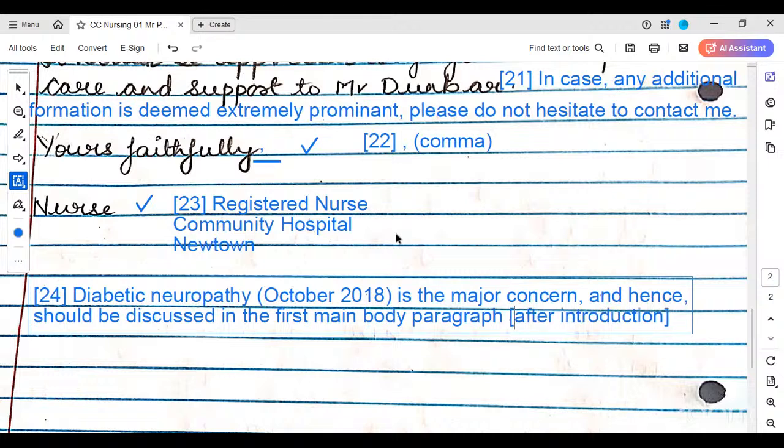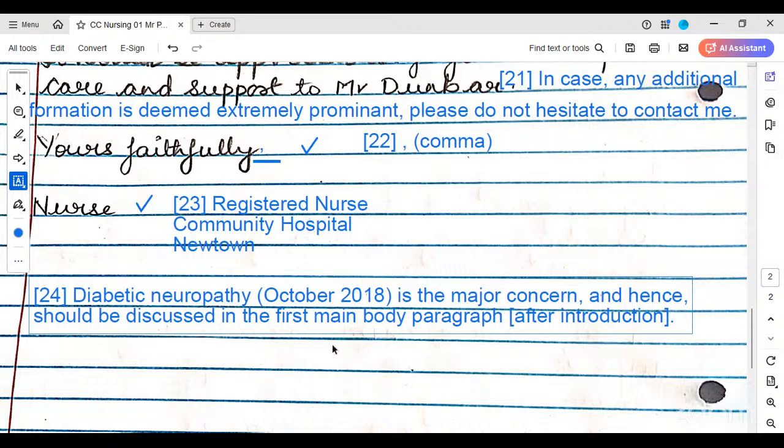Example, okay, to avoid confusion. After the introduction paragraph, the main body paragraphs, three body paragraphs, are there. So first main body paragraph. You should understand the difference between main body paragraph and the first paragraph. The first paragraph is the introduction, but the main body paragraph is the next one.